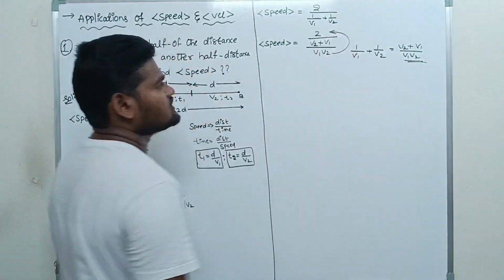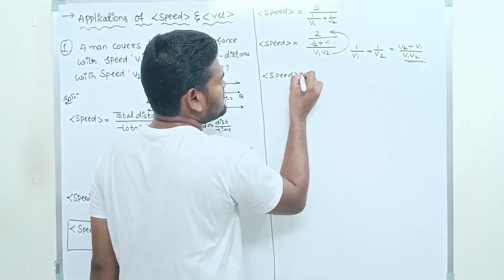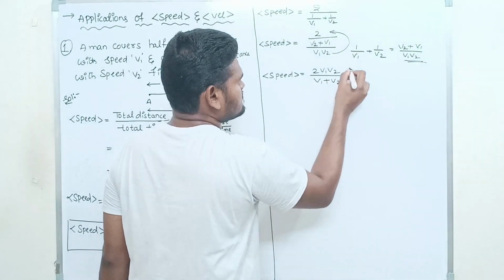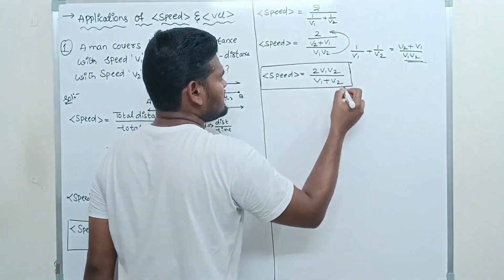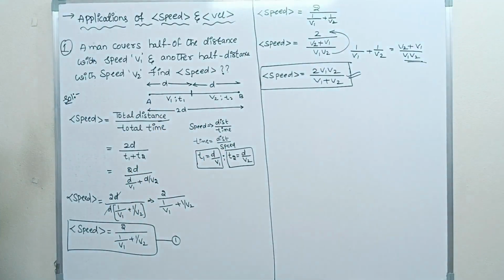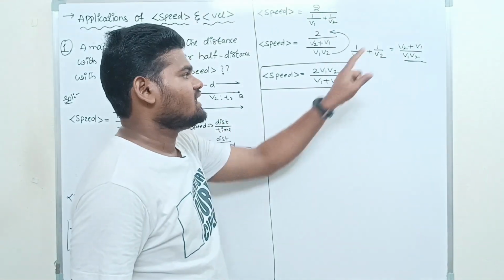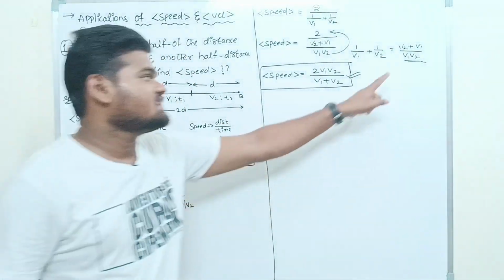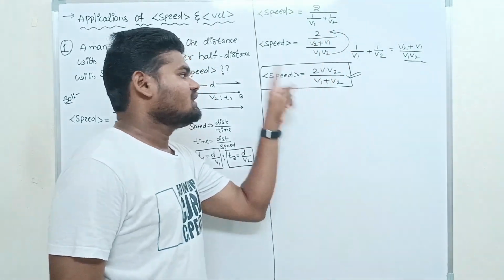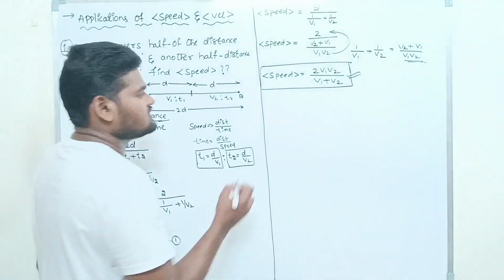And this V1 V2 comes to the numerator and it becomes average speed is equal to what? 2 V1 V2 by V1 plus V2. So V2 plus V1 and V1 plus V2 are both the same. So this is the average speed in this application. Are you getting it? Any doubt? Here I'm taking the LCM of 1 by V1 plus 1 by V2. So I got this term and substituted here, and this term went to the numerator and finally we got 2 into V1 V2 by V1 plus V2. Any doubt? Right. So have a look.